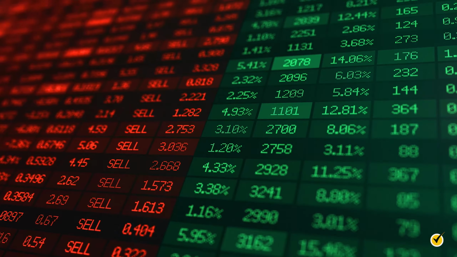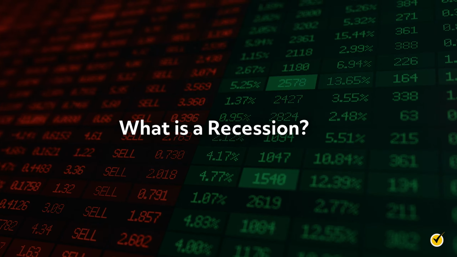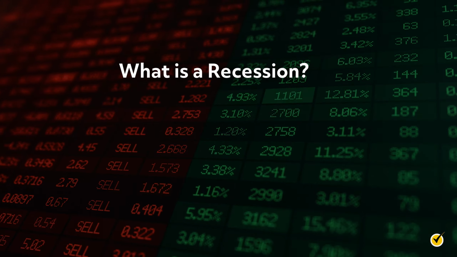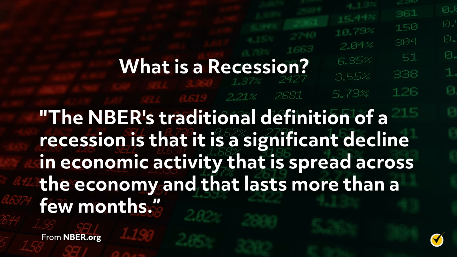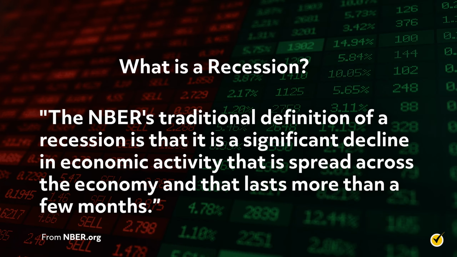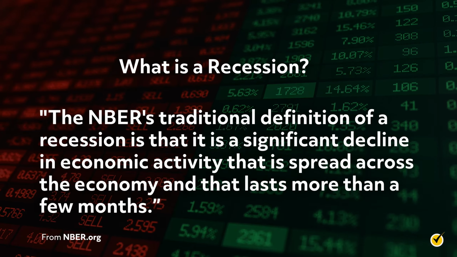In the short run, however, economic activity typically fluctuates. These fluctuations are commonly referred to as business cycle fluctuations. Economic activity expands, that is, there is economic growth, and then it may be followed by a period of economic contraction, referred to as a recession. In the U.S., the National Bureau of Economic Research, or NBER, tracks and classifies business cycles. The NBER's traditional definition of a recession is that it is a significant decline in economic activity that is spread across the economy and that lasts more than a few months.